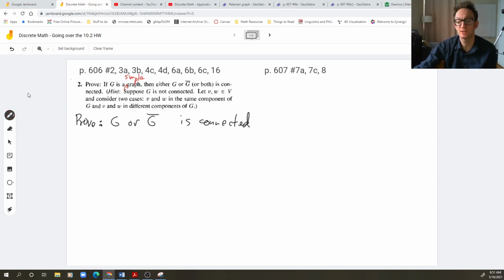But anyway, when it comes to just doing the proof, it would suffice to show that either of them is connected. So the strategy, and by the way, Gusset just comes right out and tells you to do this. Hey, suppose G is not connected. So it's kind of like this, right?